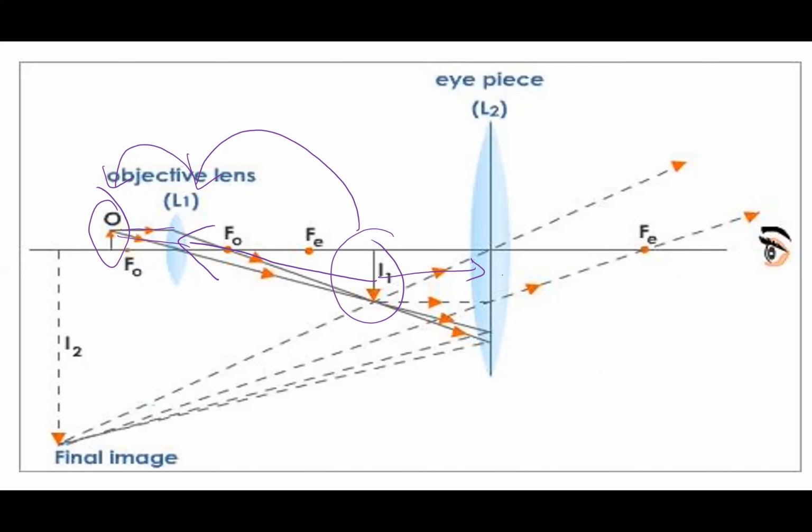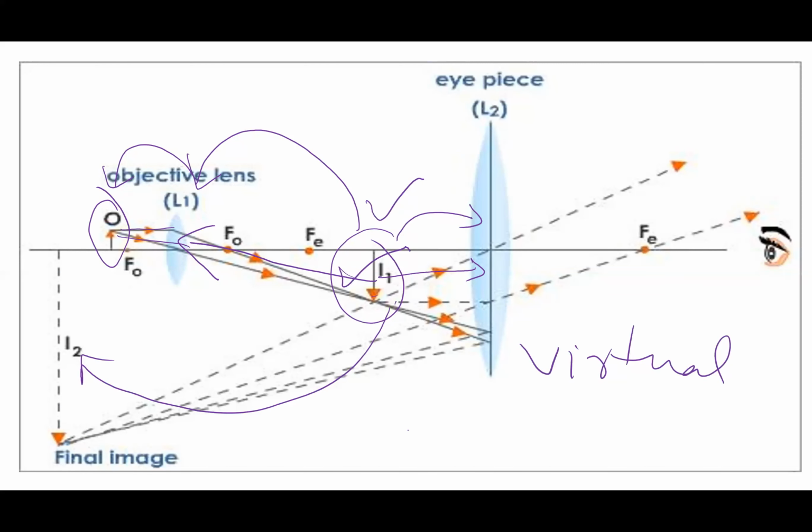So when this is an object for the eyepiece, it is called a virtual object. The final image, the image of this object, is here. The last image obtained is virtual, larger in size, and erect.